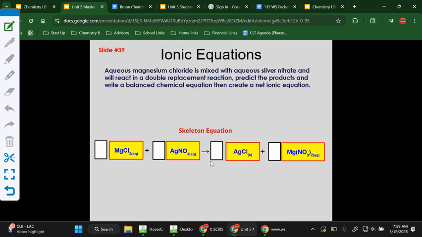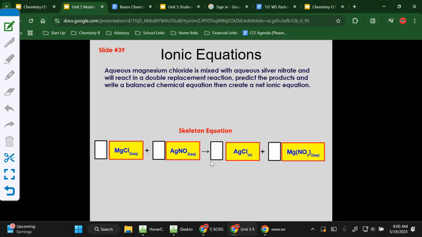Switch what they are with. So magnesium is going to switch place with silver. Magnesium will then be with nitrate. Silver will then be with chlorine. Now, people always ask, what happened to the 2 by the chlorine here? Well, we need to write a good compound. What is the charge of silver? +1. What is the charge of chlorine? -1.